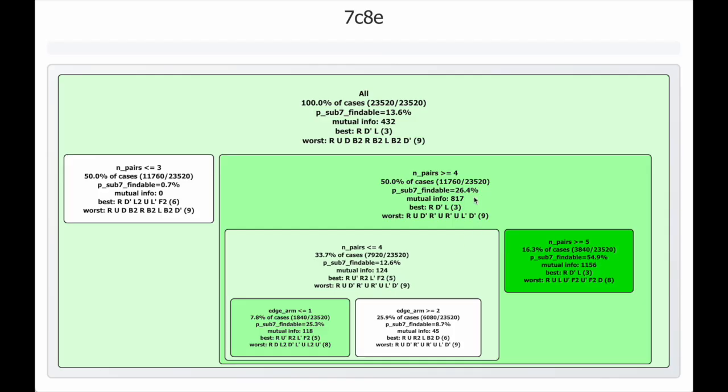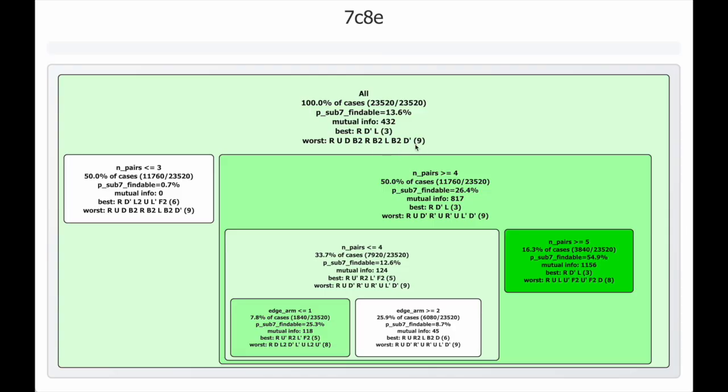But what the decision tree training has told us is that right off the bat, if you don't have at least 3 pairs, you've got a less than 1% chance of a findable sub-7. And that is a huge, that's very easy to implement. You don't have to look at anything else. If it's 3 pairs or less, forget it.